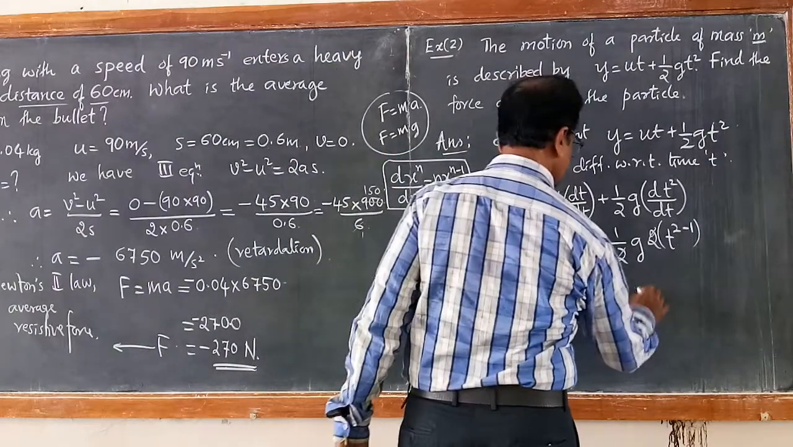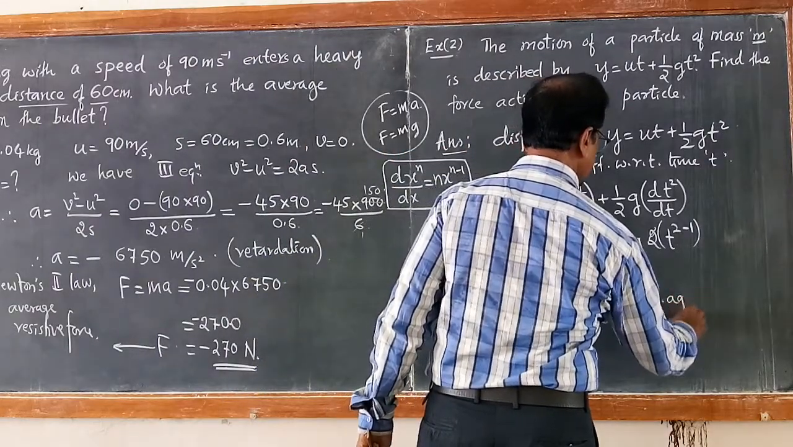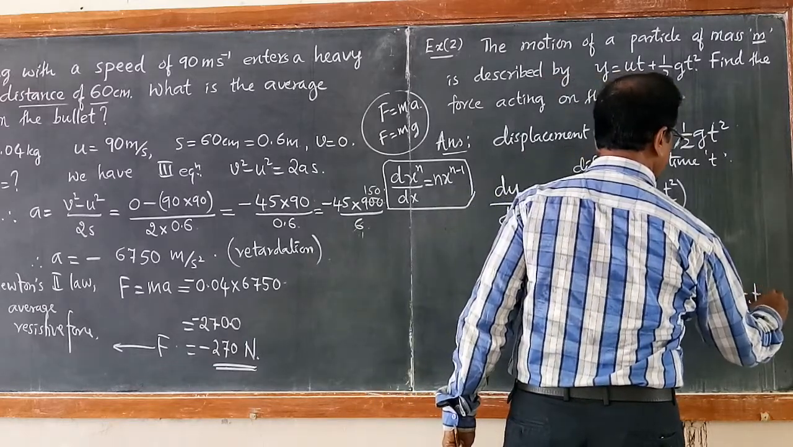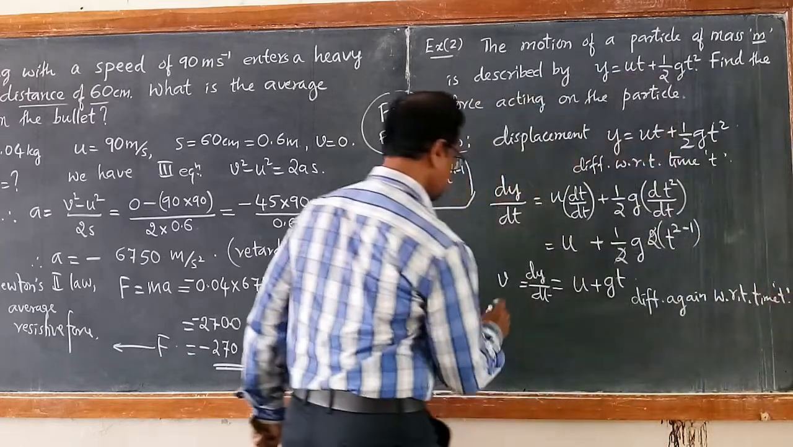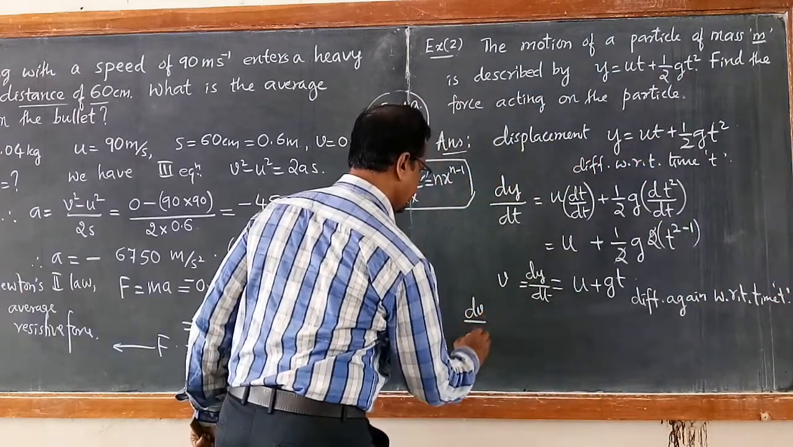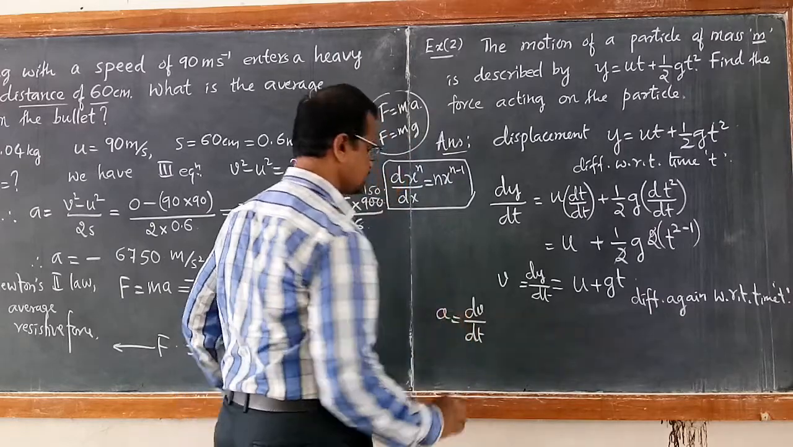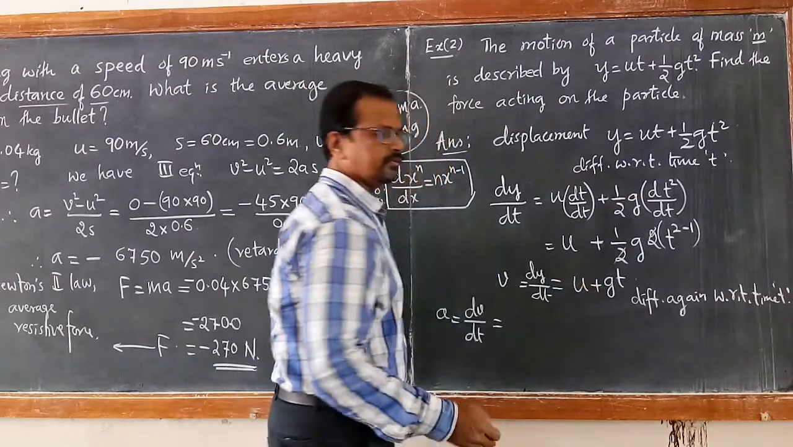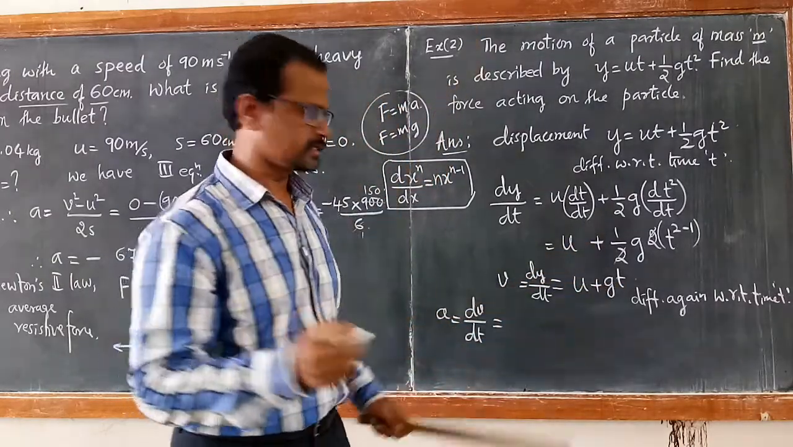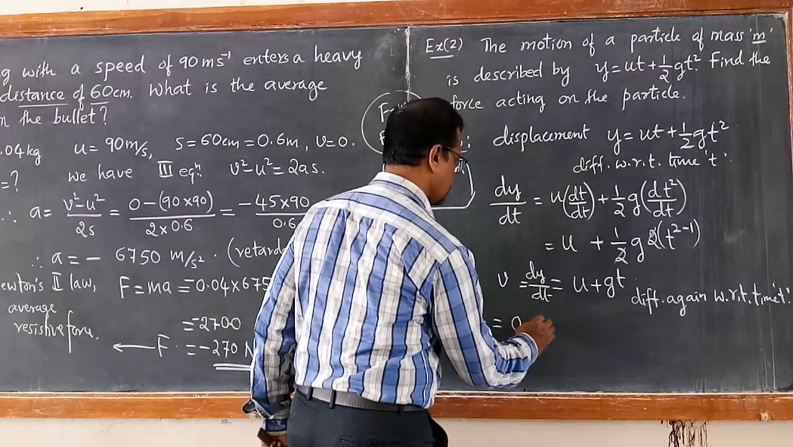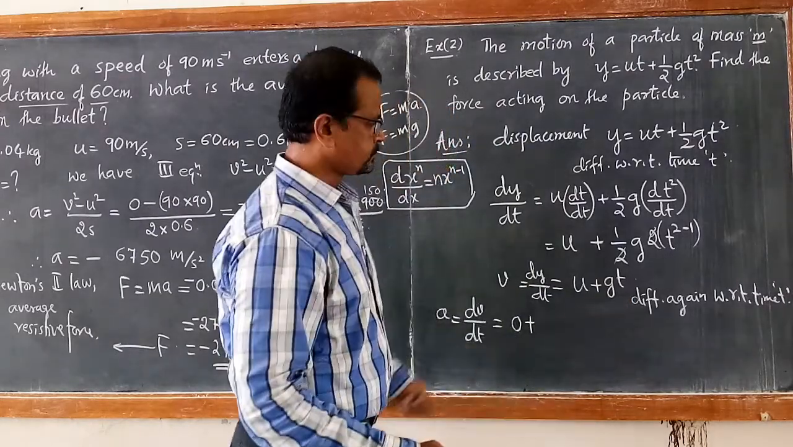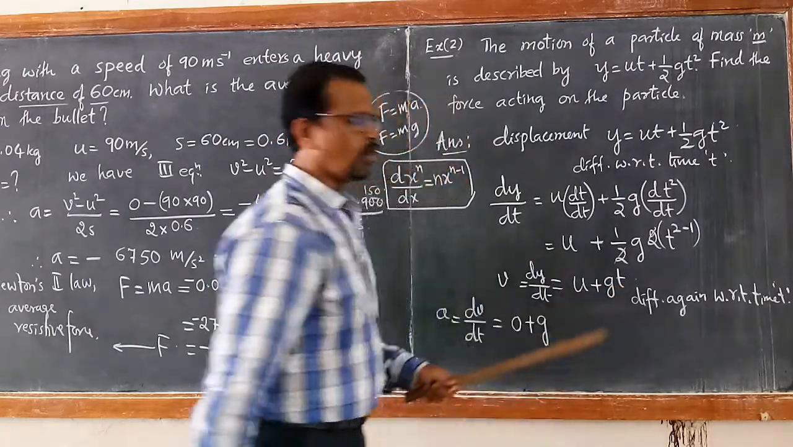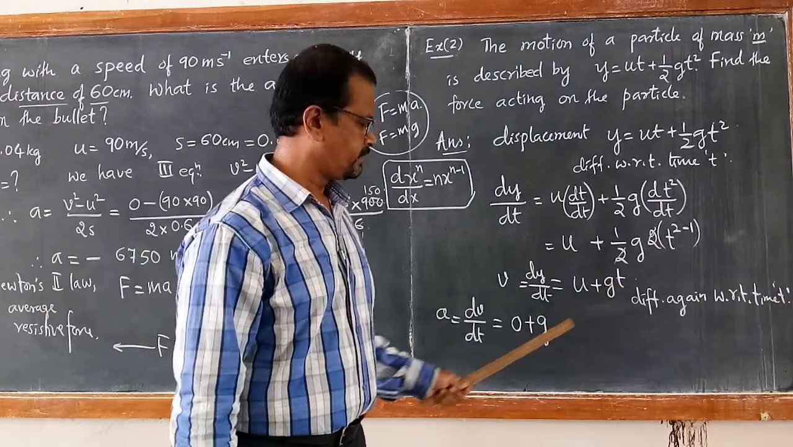So again differentiate with respect to time t. So we get dv by dt. dv by dt is nothing but acceleration. That's equal to differentiation of u. u is a constant. Initial speed is constant. So differentiation of a constant becomes 0, plus differentiation of gt. Again g is constant. g into dt by dt. So again you will get 1. g into dt by dt gives us 1.